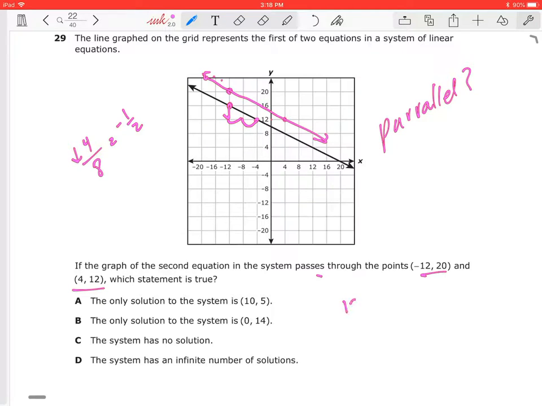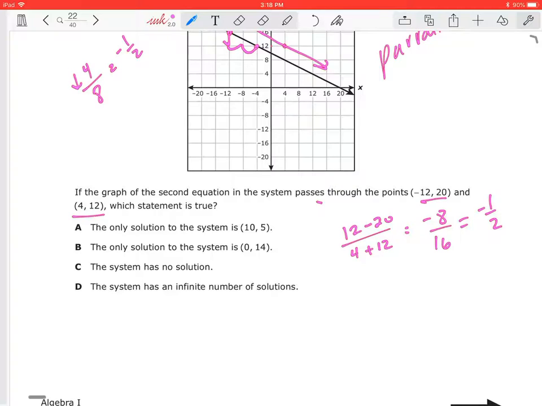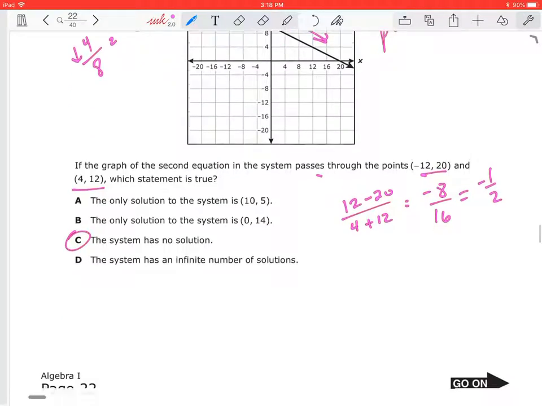Now let's see what the slope of this line is. It's going to be 12 minus 20 over 4 plus 12. Negative 8 over 16. 8 divided by 16, that's also going to reduce to negative 1/2. So that means they're parallel. That means that they will never ever cross. They will never ever touch. So that means that there can't ever be a solution.